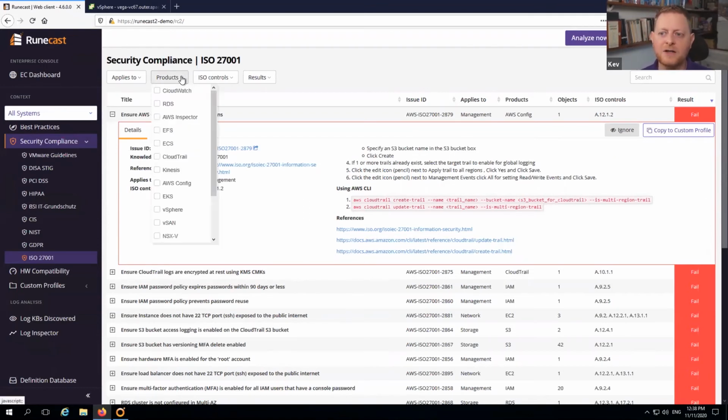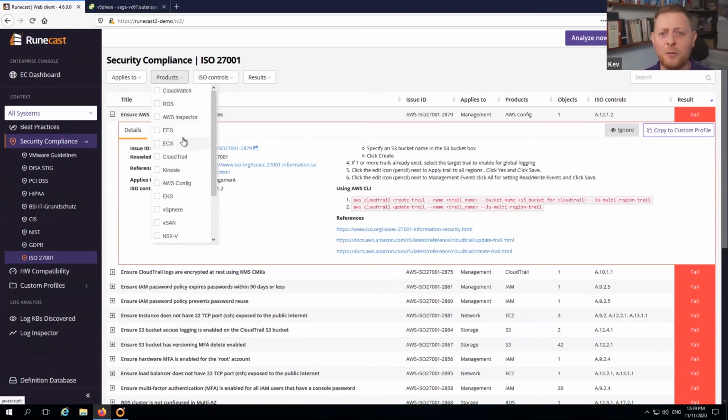Just to give you some indication of the products we're covering for ISO: we have the standard vSphere, vSAN, and NSX-V. Our NSX support is limited to NSX-V right now, but give me about another 15 minutes and I'll talk a little more about that. We also have the standard infrastructure as a service offering: EC2, IAM, S3, and VPC. Those are the four core ones we cover in pretty much any standard where we've got AWS. We also have coverage for CloudWatch, RDS, AWS Inspector, and EFS.